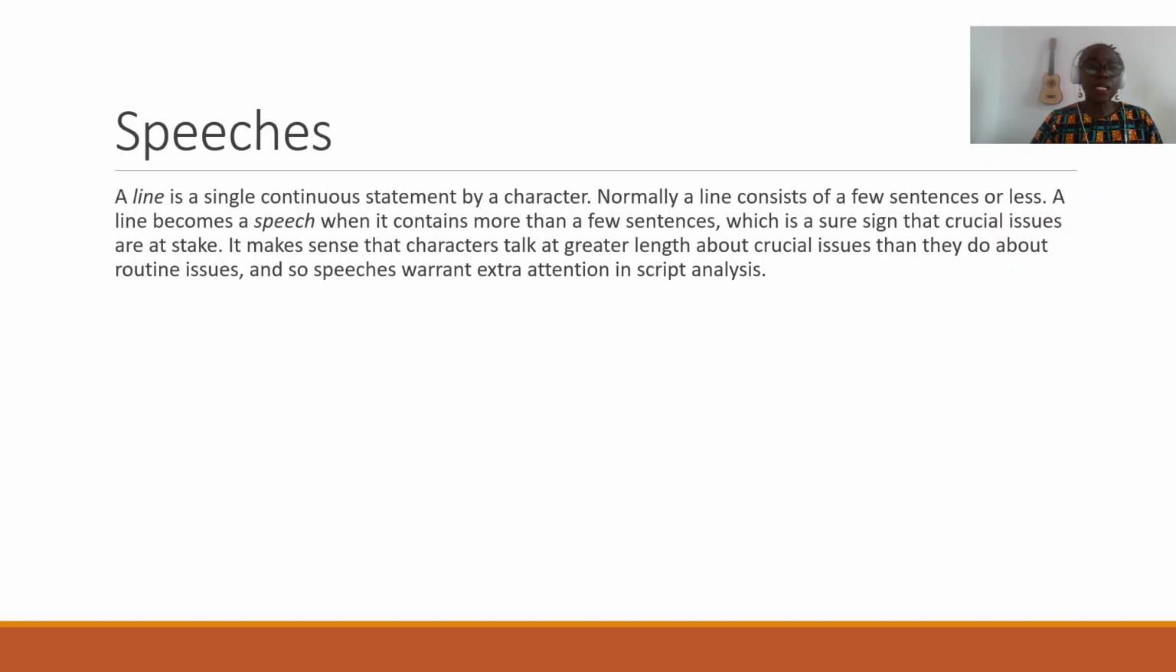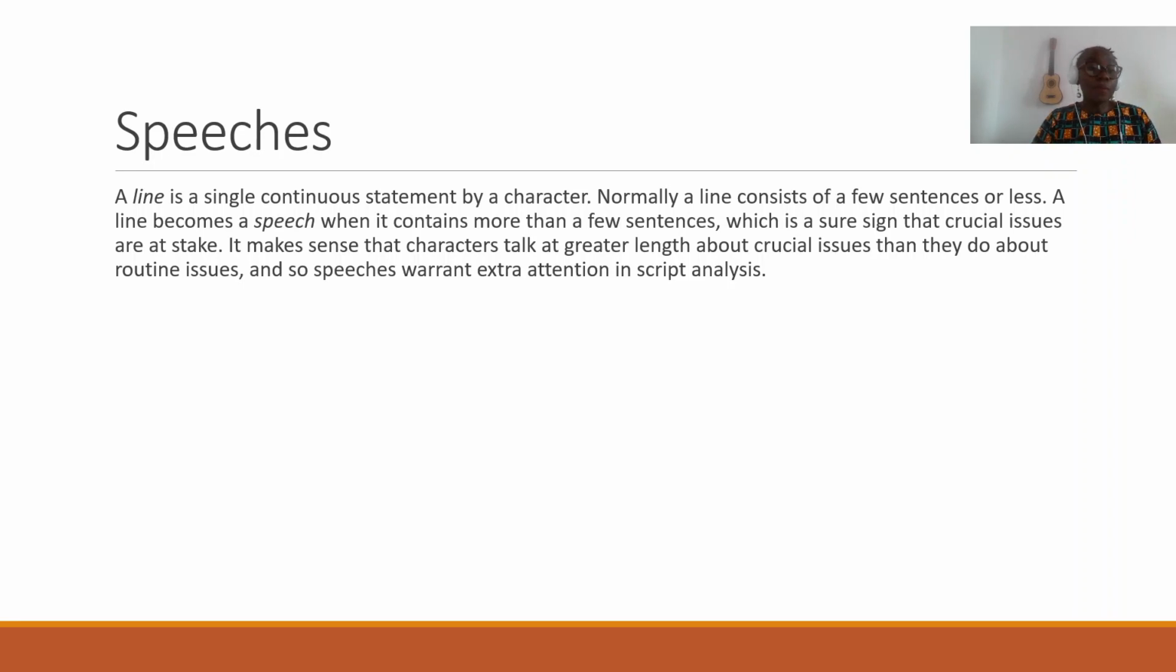A line in a single continuous statement by a character is just a single line. Oh, this is a line. This is a line. To be or not to be is a line. Now, a line consists of a few sentences or less. Sometimes it can just be as simple as to be or not to be. And in other times, it could be more sentences strung together to form a line.